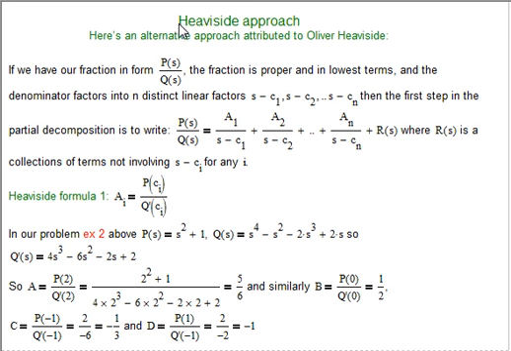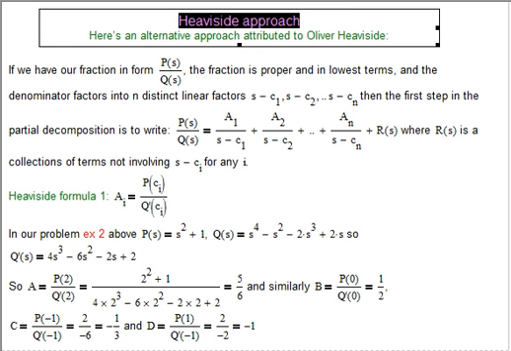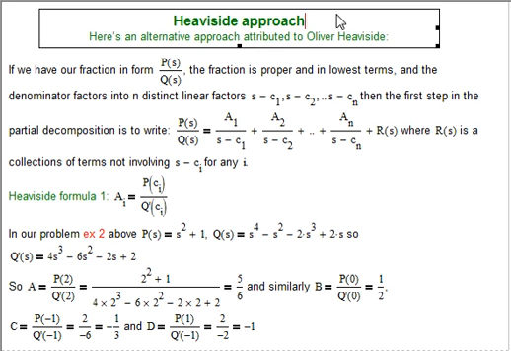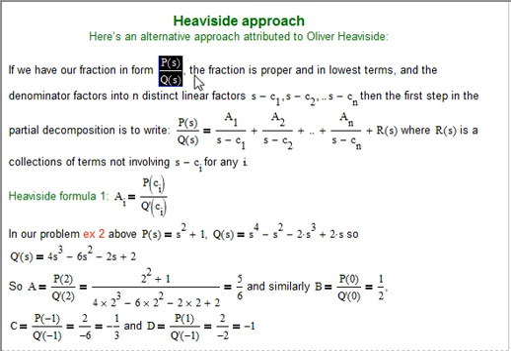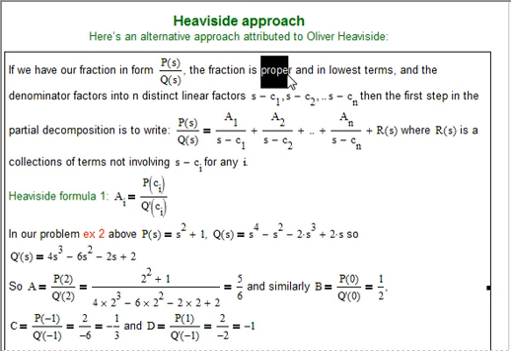Well, this might be hot. It's the Heaviside approach to the same type of problem, attributed to Oliver Heaviside. He thought of this. If we have a fraction of the form P of S over Q of S, the fraction is proper. That means the degree of the numerator is less than the degree of the denominator.